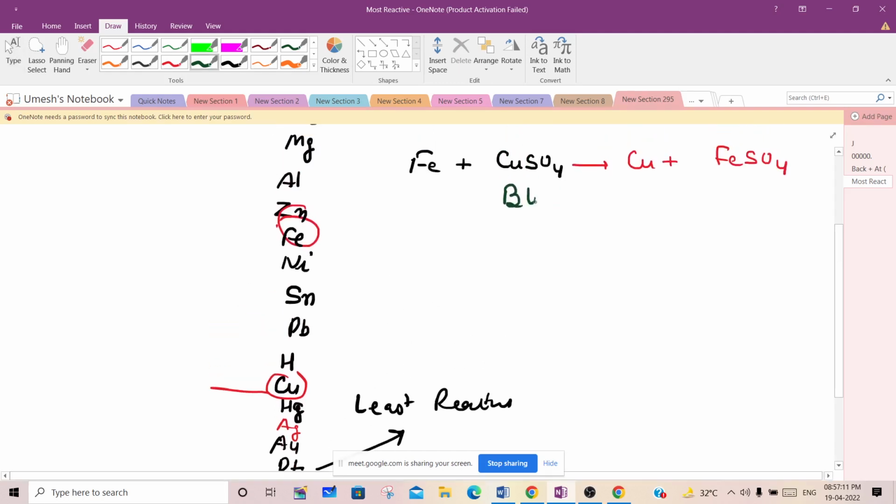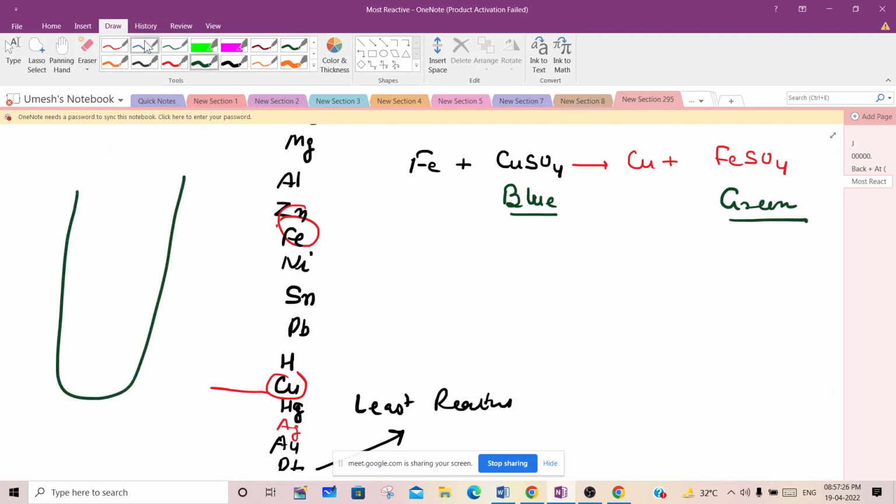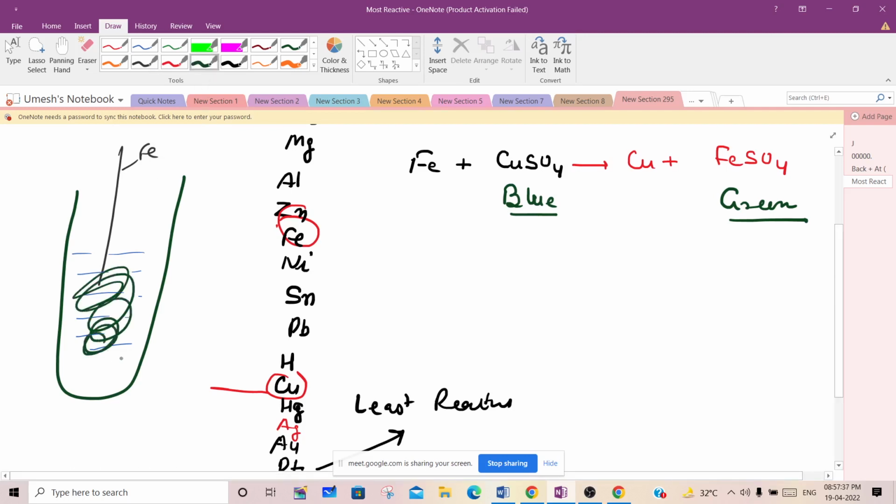So the blue color of the copper sulfate will fade away, and the green color of the ferrous sulfate will appear. What we have here is a test tube with a blue copper sulfate solution. I dipped an iron nail inside it, and after some time I found that it had turned green, because iron has displaced copper from its solution.